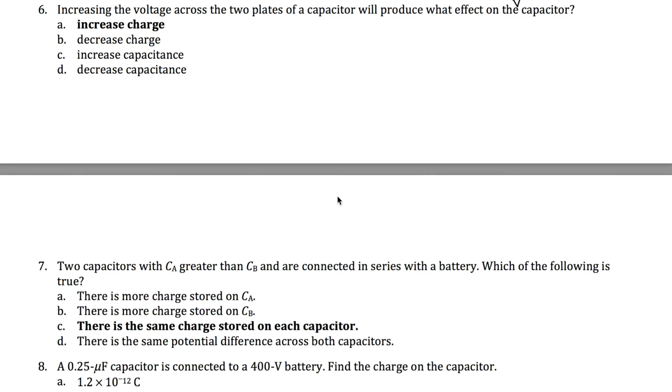Let's do number 6 here. This one is a little bit tricky because, first of all, you read it: increasing the voltage across two plates of a capacitor will produce what effect on the capacitor? So the first thing you want to do is say that, okay, well, I know that the capacitance is a charge per voltage. So you're going to think, well, if I'm increasing the voltage, then that means that the capacitance is going to decrease, and you're going to pick D.